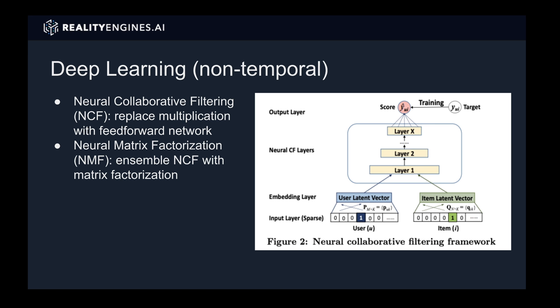Okay, and there are many variants on this method and many generalizations of this method. Another popular generalization is called neural matrix factorization, and that's when we ensemble neural collaborative filtering with standard matrix factorization. Another generalization that I think is pretty cool is you can actually have complex valued latent vectors to get a more expressive multiplication. So again, there are many different types of this neural collaborative filtering idea.